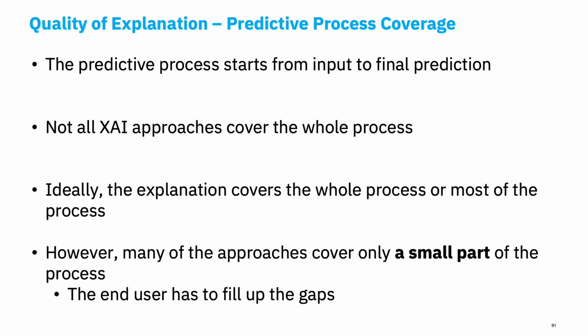Apart from evaluation metrics, another important and often overlooked aspect for evaluating the quality of an explanation is which part of the prediction process, starting with the input and ending with the model output, is covered by an explanation. We have observed that many explainability approaches explain only part of this process, leaving it up to the end user to fill in the gaps.